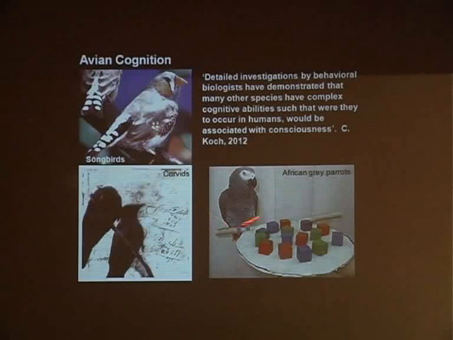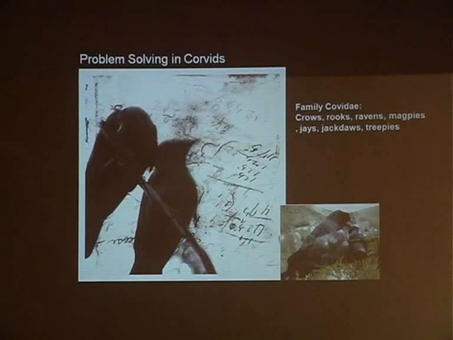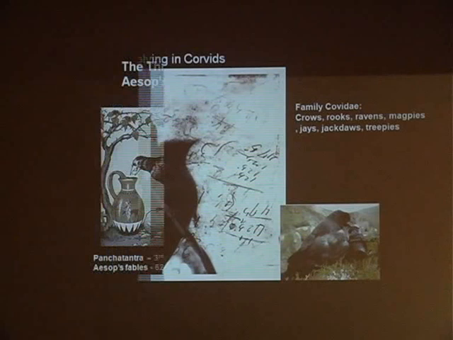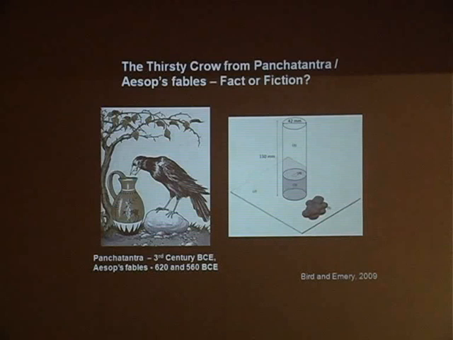Now, besides the studies on songbirds and African gray parrots, I would like to move on to specialists in the problem-solving field, that is corvids. This is the family Corvidae, sorry for the spelling mistake, but these are basically crows, rooks, ravens, magpies, jays, jackdaws, treepies. These have been known for their problem-solving abilities and immortalized in the Thirsty Crow story, which I'm sure everybody has heard about. It goes as far back as the Panchatantra in India, which was 3rd century, and Aesop's fables also.